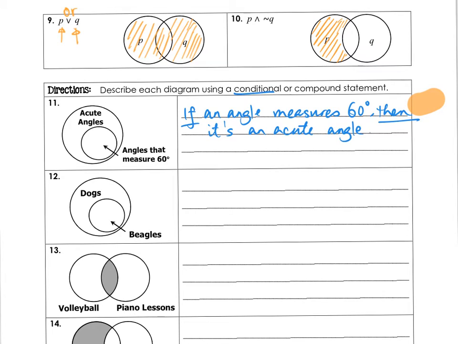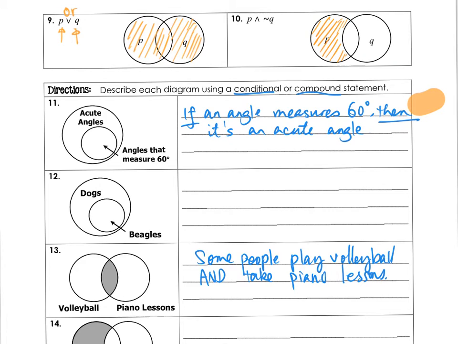Okay? Number 12 is very similar. Make sure you finish it on your own. Number 13 is different. Remember, when we have overlap, we choose keywords sometimes or some. So in this case, we're talking about volleyball, people who do volleyball and people who do piano lessons. So maybe in this case, we can do a compound statement. So we can say some people play volleyball, and that's my indication that this is a compound statement. You don't have to use capital letters, I'm just exaggerating it. And they take piano lessons as well. That's how you express this part that overlaps both sets.